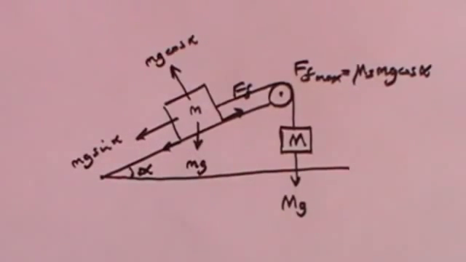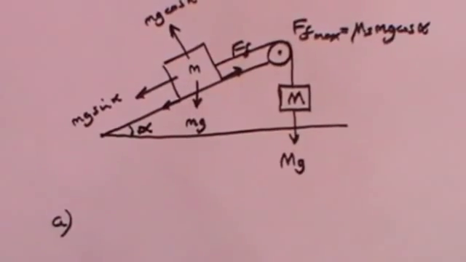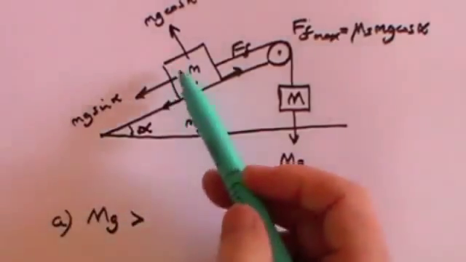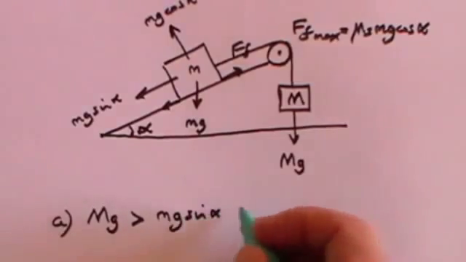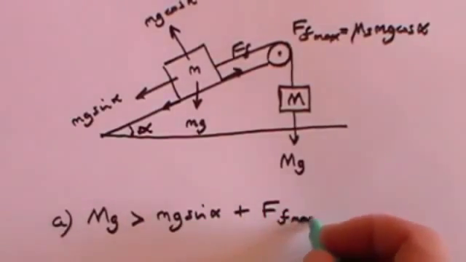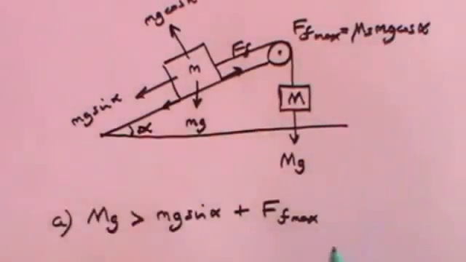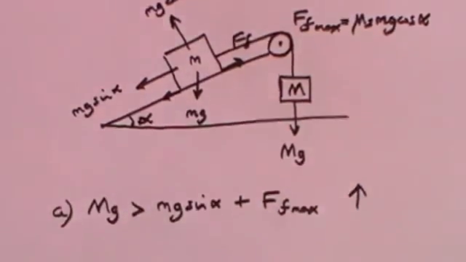So let's just write down what happens. If the block is going to move up, which is the first of our possibilities, then that must mean that capital Mg is greater than the forces that are acting downwards, which is mg sine alpha plus the maximum frictional force, which we've already worked out is mu s, static, times mg cosine alpha. So that means the block will move upwards.